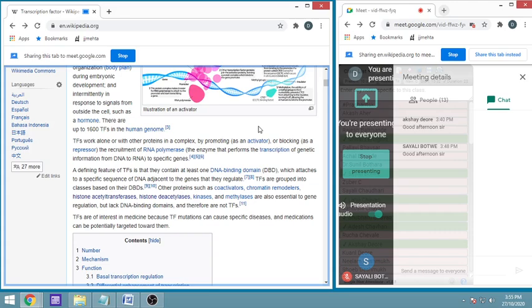So antagonists did not have another domain, intrinsic activity, so they were just able to bind. Similarly here, transcription factors must contain at least one domain known as a DNA binding domain, and that will cause attachment to a specific sequence of DNA adjacent to the genes that they wish to regulate, or are responsible for regulating. They are grouped into classes based on their DNA binding domains.